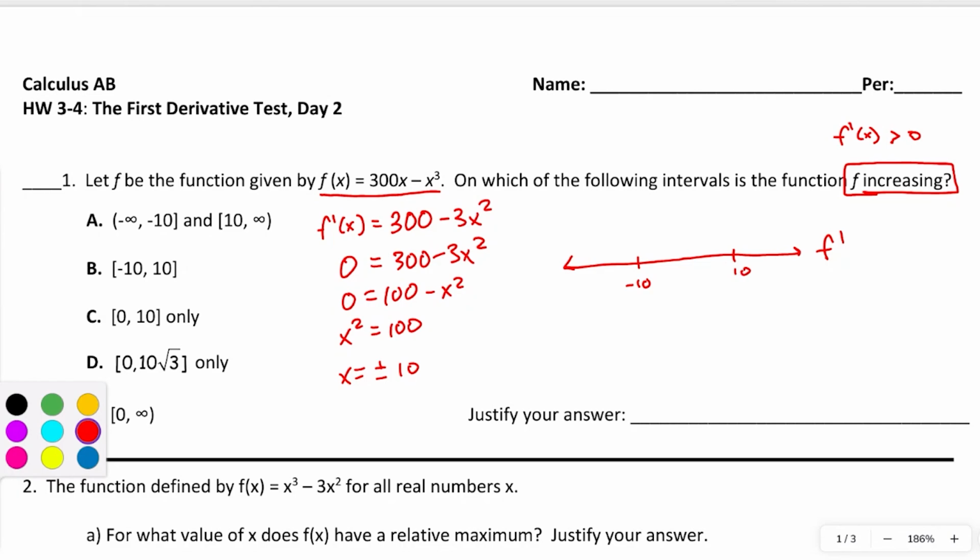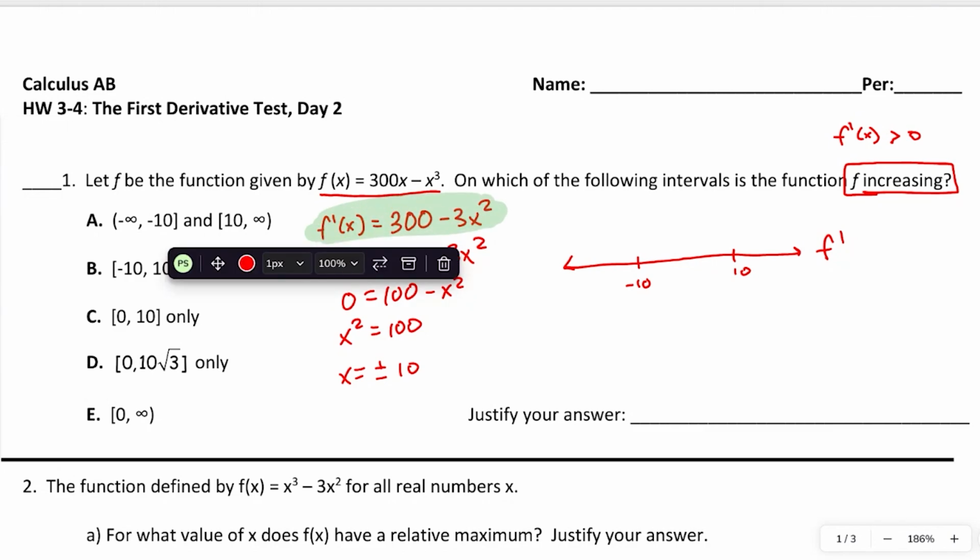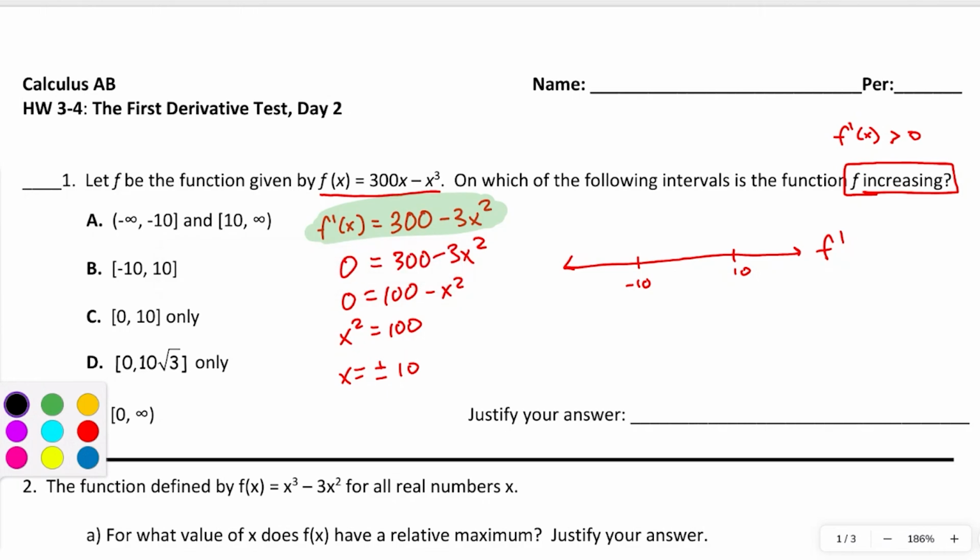And now I'm going to test values into the derivative here. So I'm going to be testing values into here to see if the derivative is positive or negative. If I plug in a number like, let's say, negative 11 or negative 100, let's go crazy. So negative 100, if I plug that in here, negative 100 squared is going to be like, what is that, 10,000 or something? So we have 300 minus 30,000. That's going to be negative. And then if I plug in a number like 0, I get 300 minus 0, which is positive.